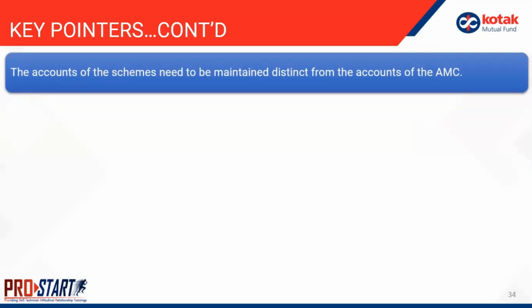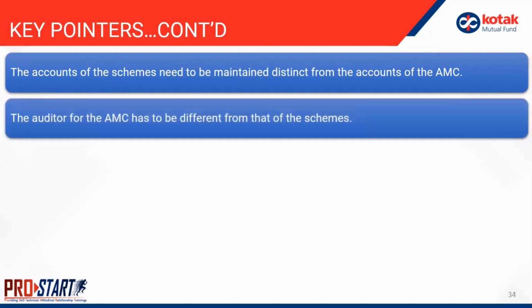Okay, so the accounts of schemes need to be maintained distinct from the accounts of the AMC. So schemes, ये जो म्यूचुअल फंड स्कीम्स के जो अकाउंट्स हैं, कितना इन्वेस्टमेंट है, what are the assets, what is the value of these assets, they should be distinct. ये अलग रहेगा और AMC का अकाउंट्स अलग रहेगा. ठीक है, they will not be combined. The AMC cannot use these assets, इसीलिए इसको अलग रखा है. The auditor for the AMC has to be different from that of the scheme auditor. ये हमने स्टार्ट में देखा था.